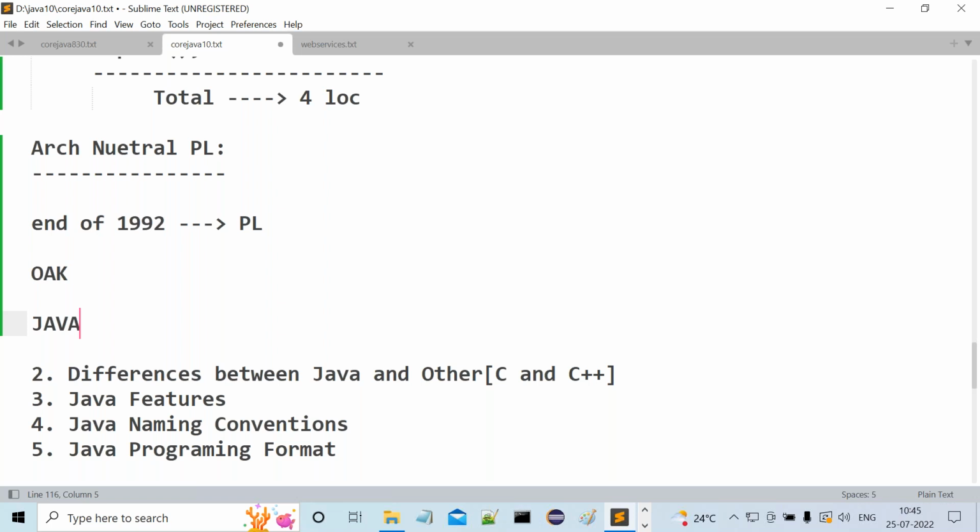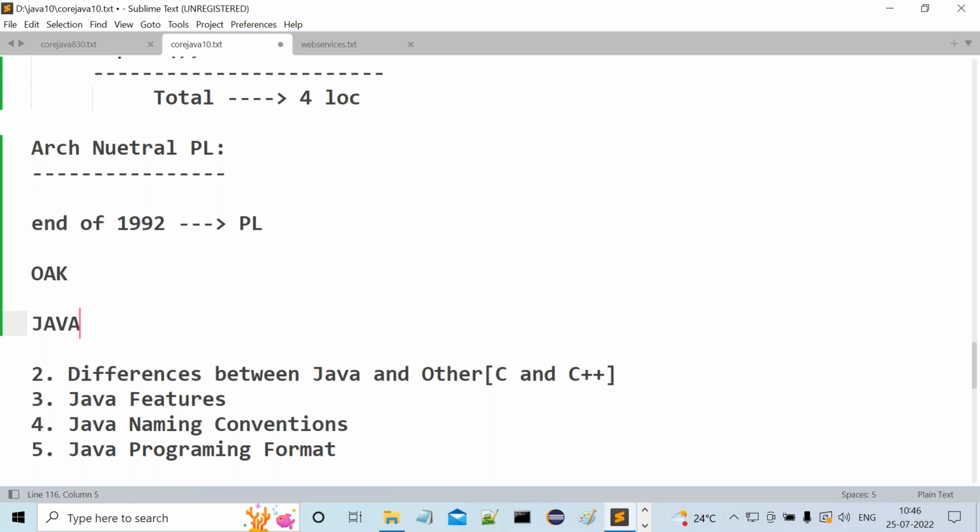While searching for a name for the new programming language, all the Green project people used to go to their cafeteria at Sun Microsystems. They used to take one brand labeled coffee. The name of that coffee is what? Java. All of a sudden, they had a thought: why don't we give the same name to our new programming language? Immediately, the total Green project team sent this opinion to Sun Microsystems.